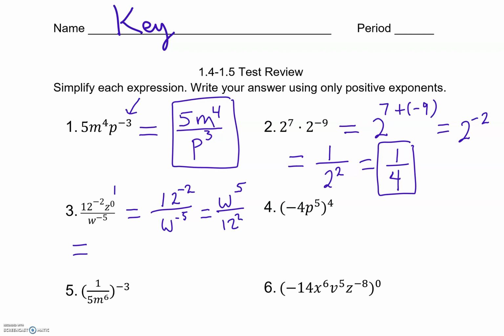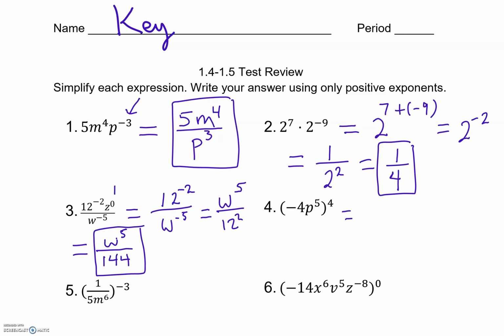Okay, and then I'm going to make that 12 squared, which is 12 times 12. It's not 24. It's 12 times 12, which is 144, and we're done. Please expand things like that on the test. Instead of leaving it as a 12 squared, write it as 144.